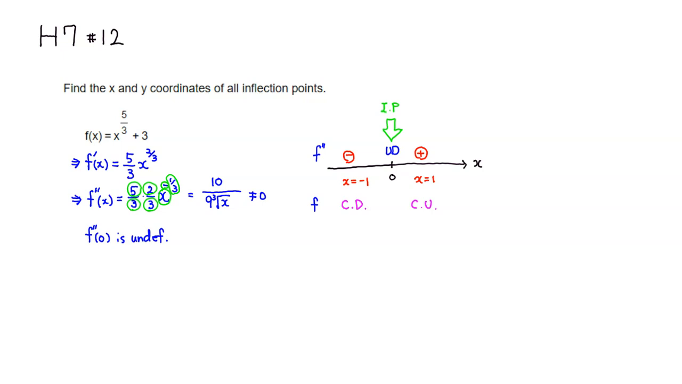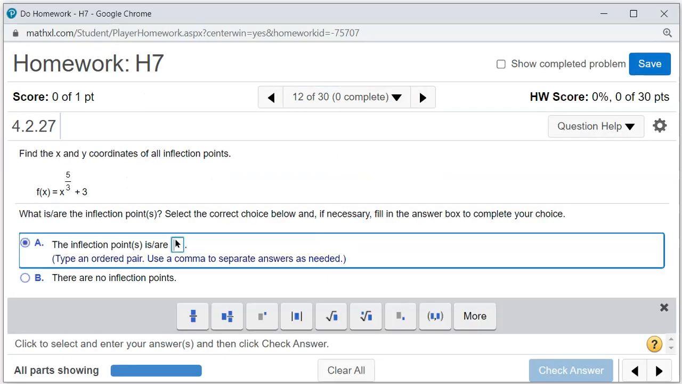So we're going to find the corresponding y value. We plug 0 into the original function, which is easy to compute. 0 to the 5/3 is 0, so it's going to be just 3. So (0, 3) would be the inflection point. Let's type it in. So the inflection points are, there's only one point, (0, 3).